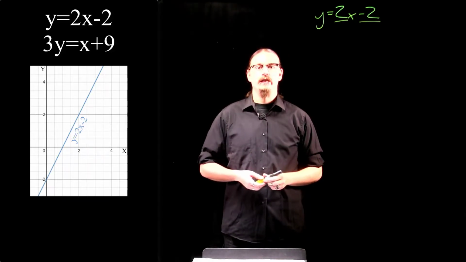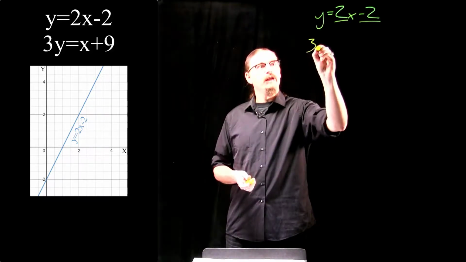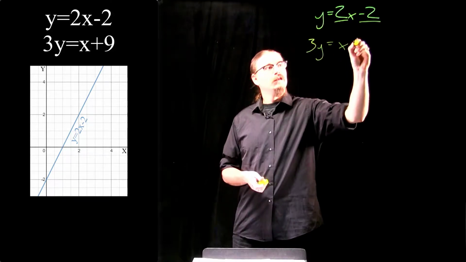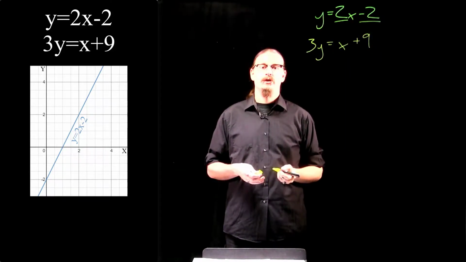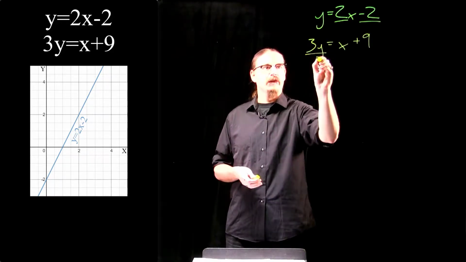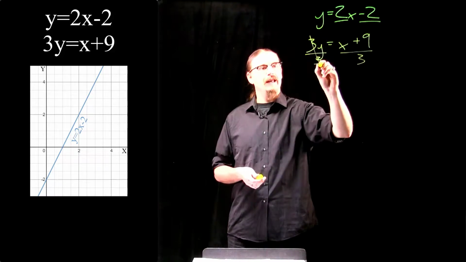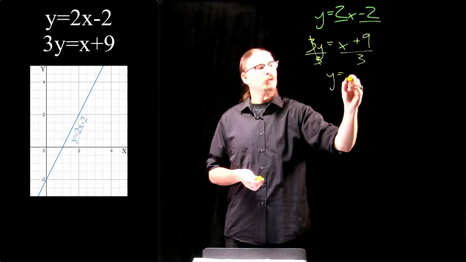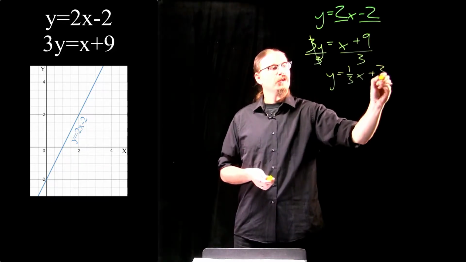Next thing we want to do is graph our second equation, which is 3y equals x plus 9. This is not already in slope-intercept form, so we want to go ahead and divide both sides by 3 to get it that way. That will allow us to cancel that out and get y by itself. We're left with the equation y is equal to 1/3 x plus 3.